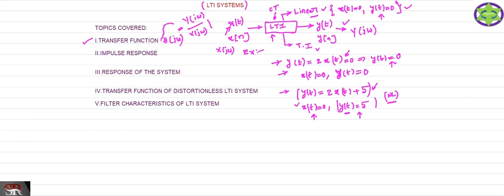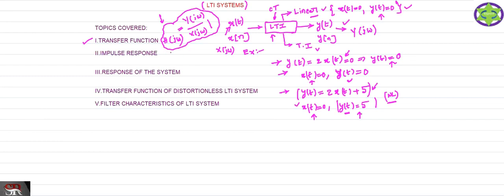So while defining the transfer function of the LTI system, you should consider the initial conditions must be 0. So if the initial conditions are not equal to 0, the system becomes non-linear. So for linear systems only, the initial conditions are 0. So whenever your input is 0, your output is also 0. Those are nothing but the initial conditions. So if the system is non-linear, in that case we do not find out the transfer function. It is not possible to calculate the transfer function for such type of non-linear systems.